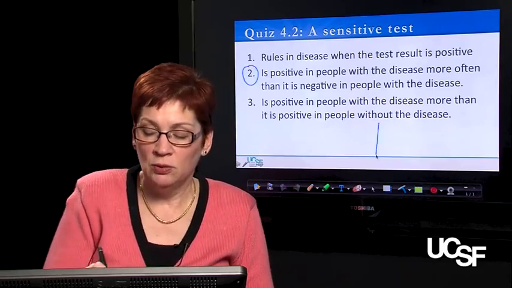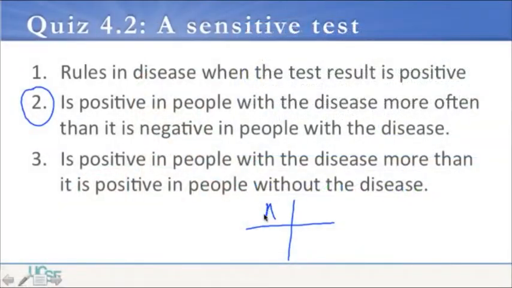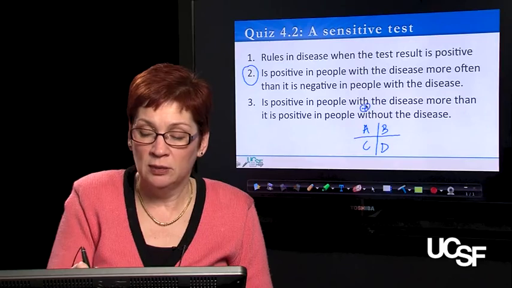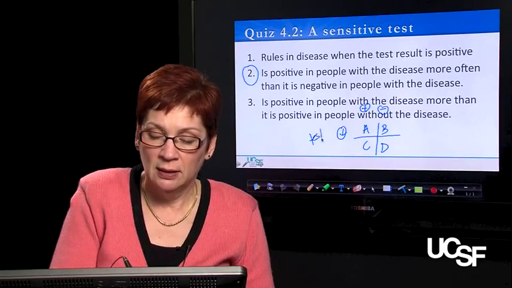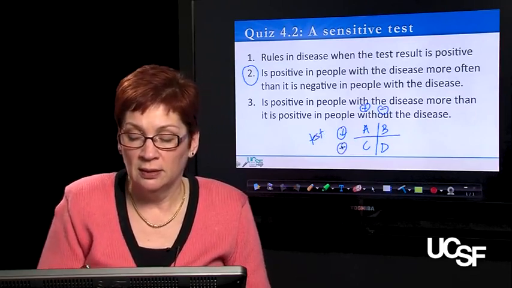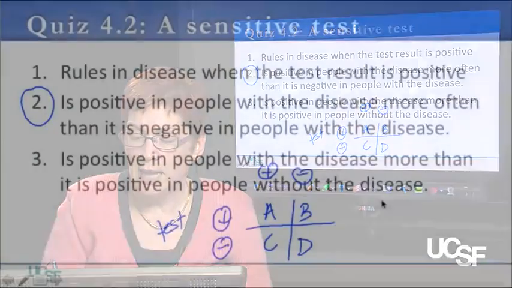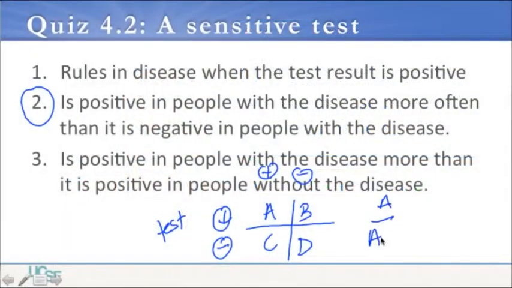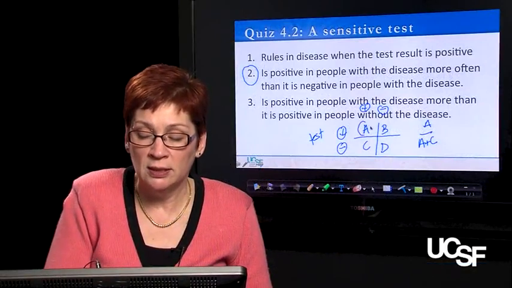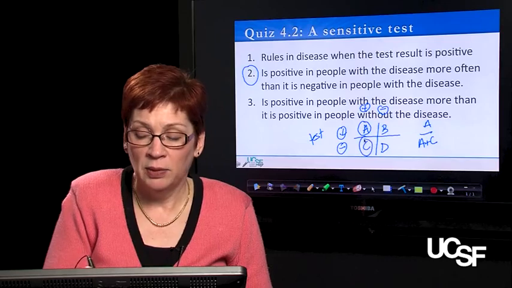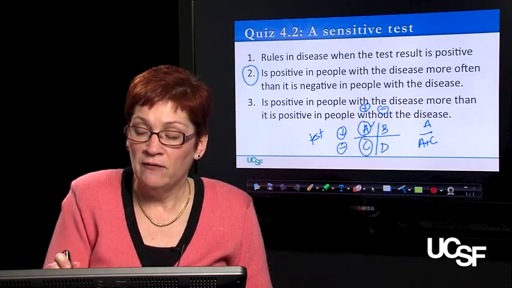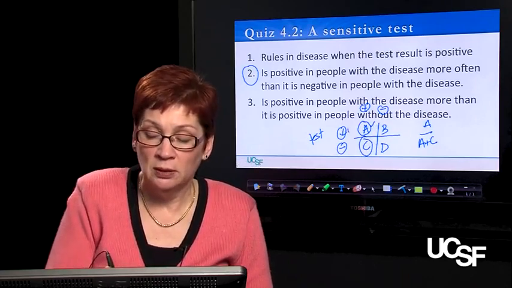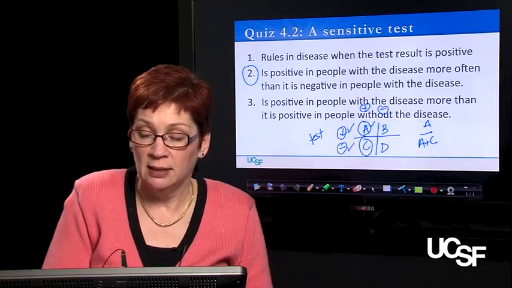And let me remind you with our 2x2 table. Remember quadrants A, B, C, D. This is people with the disease. This is people without the disease. This is people with the positive test. And this is people without the positive test. And sensitivity is A over A plus C, the proportion of people with the disease who test positive for the disease. And so a very sensitive test has more test results in A than in C.